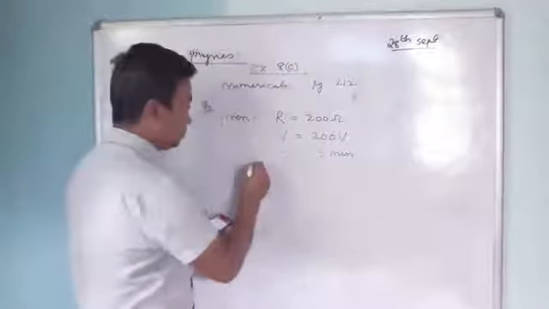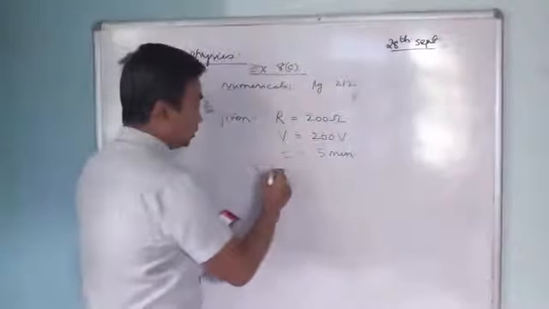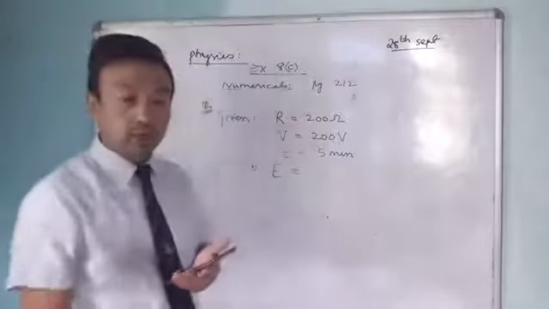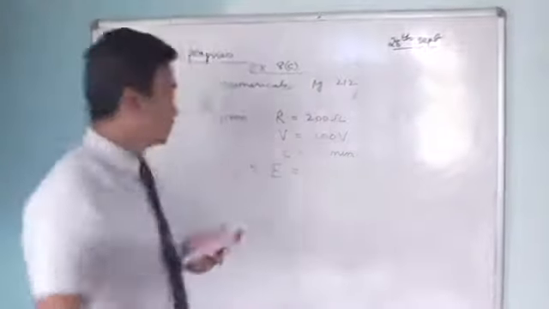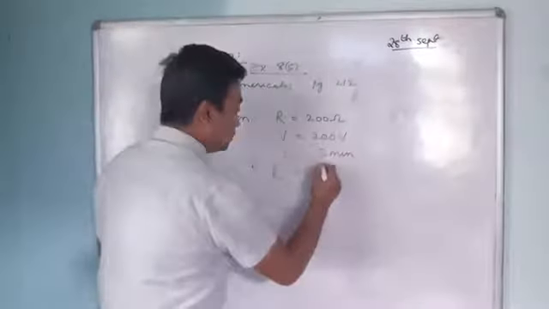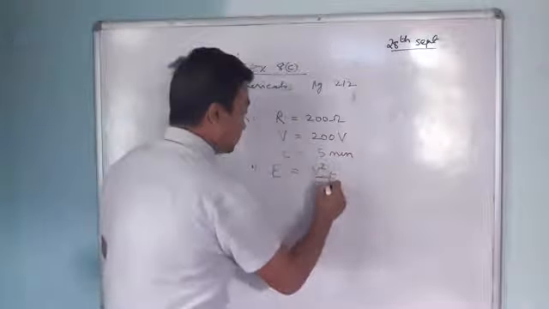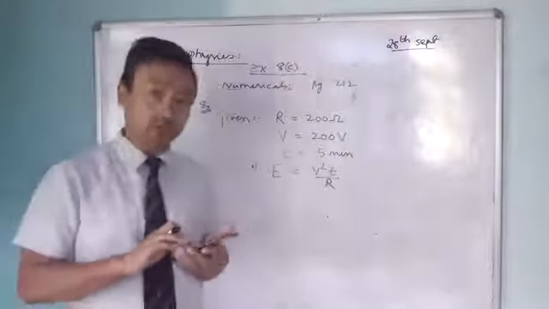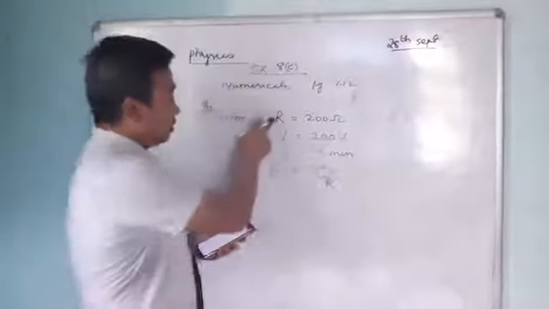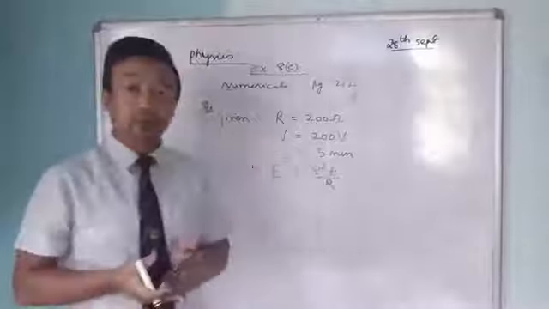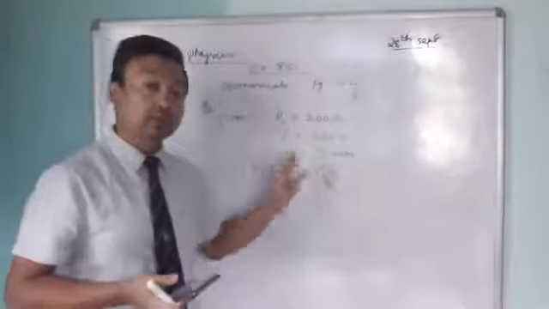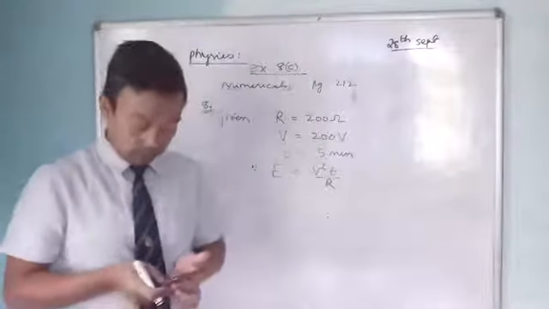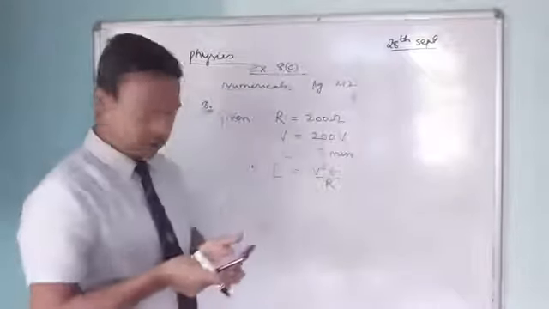So first of all, let us find the energy. When R, V and t are given, which formula will you use? I think there is a third formula, which is V square t by R. So this is the formula for the electrical energy when these three things are given to you. Here we cannot use the formula for the current I because the current is not mentioned here.